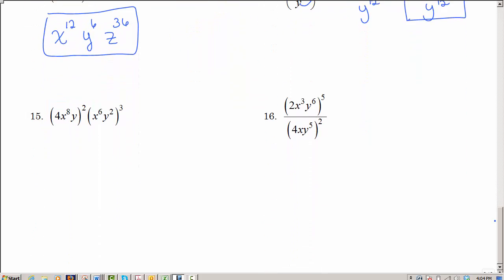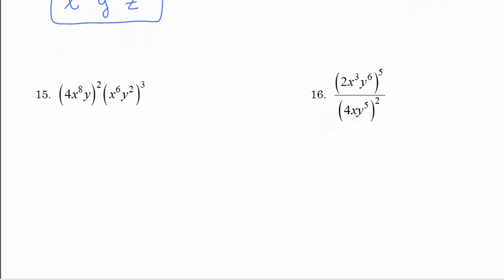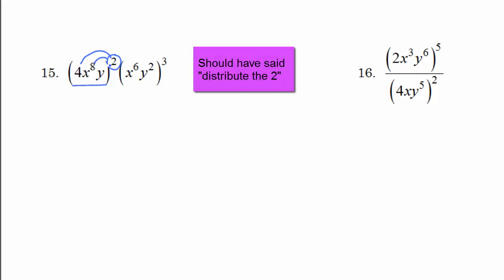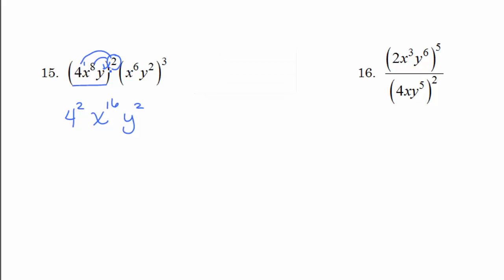Okay, let's look at these last 2 examples. They're a little bit harder. Okay, so let's look inside here. I don't have any of the same base, so I need to distribute this 4 as an exponent. So I need 4 squared, x to the 16th, y squared. Remember, we're multiplying those exponents. Then I'm going to do the same thing on the next part. Remember, this is just multiplying, a parenthesis next to a parenthesis. So that's x to the 18th and y to the 6th. Again, multiplying. Okay, keep going.